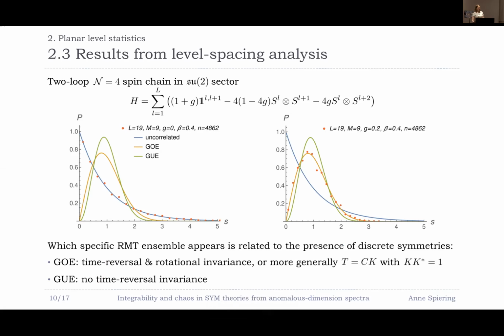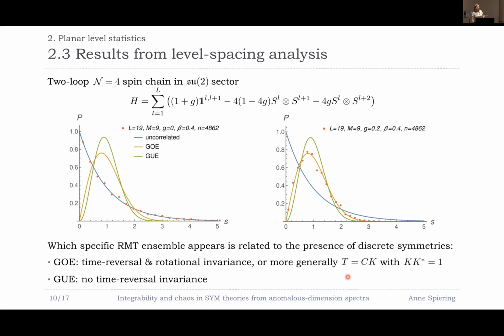And more generally, if you can construct a time reversal operator from a complex conjugation and a unitary operator K satisfying this condition here, then you can do a similar procedure, and in a suitable basis, the Hamiltonian will be real and symmetric. And in the SU(2) cases that we looked at, for example, for this spin chain, you can actually construct such a time reversal operator out of the complex conjugation and the parity operator.